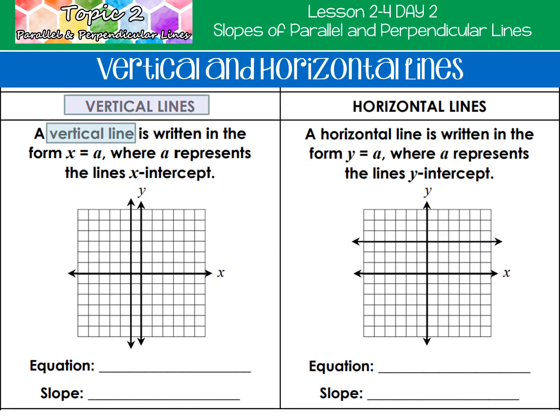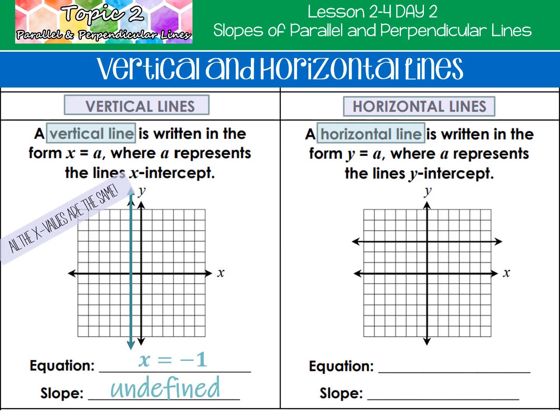Vertical lines. A vertical line is written in the form x equals a, where a represents where it crosses on the x-axis. It's a number. So I highlighted the line so it's easier to see. The equation is going to be x equals negative 1. Every single point on that line has the same x value and is equal to negative 1. And a vertical line has a slope that's undefined.